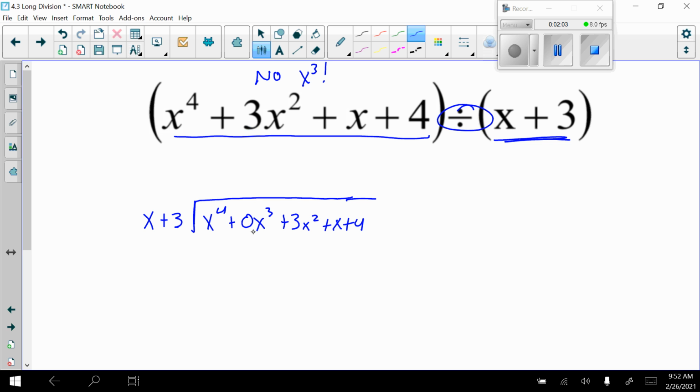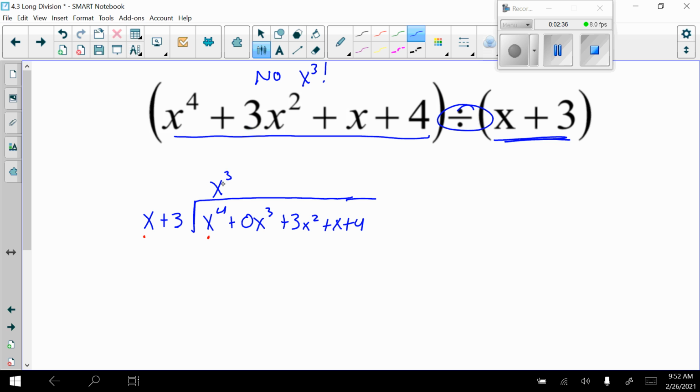Okay, so this looks like a long division problem that maybe you did back in elementary school, and the process is really going to be exactly the same. Now we're just dealing with variables instead of all numbers. So here's how I'm going to start. I'm going to look at the first term in my divisor, which is x. And I'm going to ask myself, what do I need to multiply x by in order to get x to the fourth, the first term in my dividend? And that is x cubed. I'm going to put that up there.